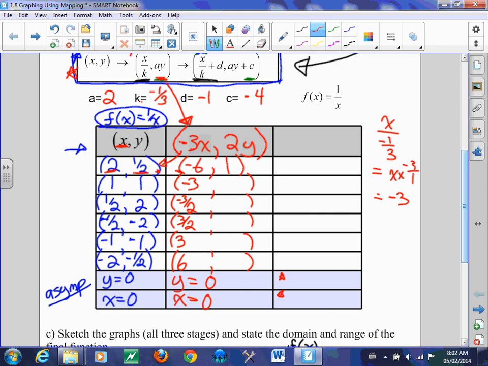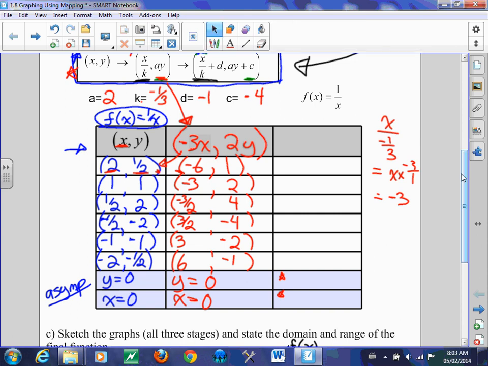All right, let's apply the y's. The y's are easy, guys. You just double the parent function y coordinates. So instead of 1, you've got 2. Instead of 2, you've got 4. Instead of negative 2, you've got negative 4. Instead of negative 1, you've got negative 2. Instead of negative a half, you've got negative 1. And that is, again, stage 2. So all we've done is apply the stretches, the compressions, and reflections in both the horizontal and vertical.